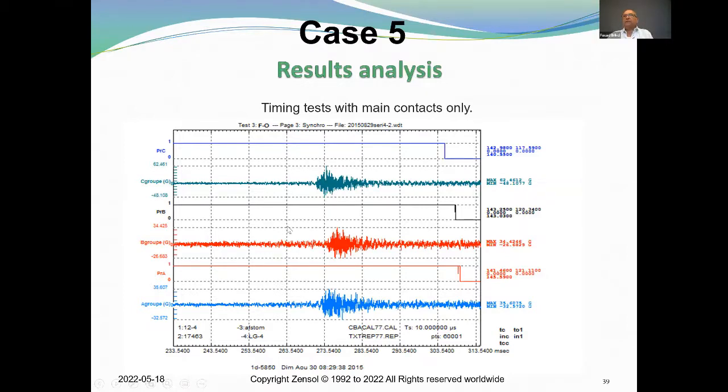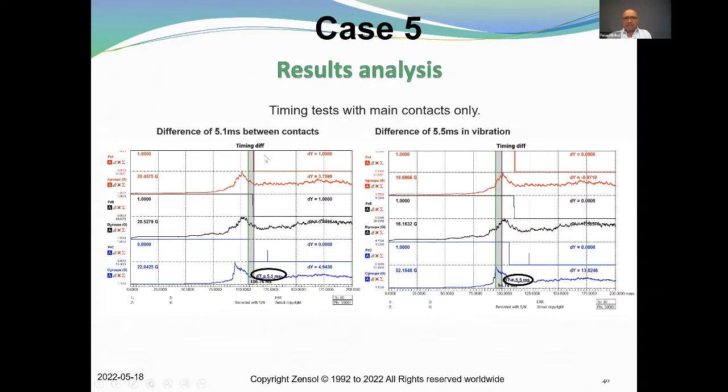So in fact, you can do an online test on this kind of breakers without doing a timing test or other test, just to see if the synchronization of your breakers is good or not. It's another kind of processing with the envelopes, where we confirm that the difference of 5 milliseconds between contacts and the vibration gives us 5.5. So in fact, the error is very, very weak.